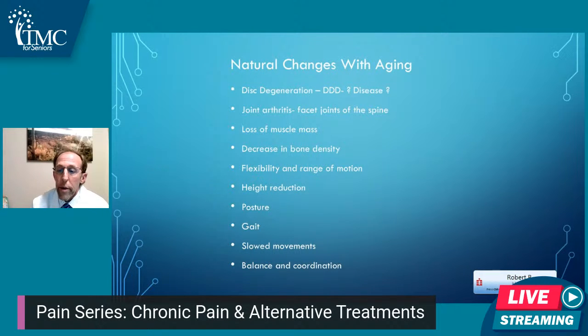Flexibility and range of motion would be compromised if we are not able to maintain that function in the joints at each level. And as I mentioned, height reduction. Our posture also may change due to the changes in the disc, bone structure, and the joints. Our ability to walk and participate in more challenging movements would also be compromised. And we also find as we get older, our movements slow, and we may lose balance and coordination due to some of these changes.